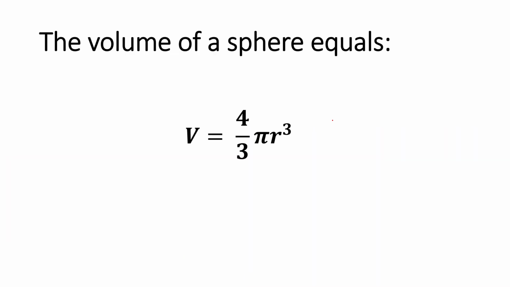Volume of spheres. The formula that we're going to use for volume of spheres is V equals 4/3 pi r cubed. Now, before we get too far into volume of a sphere, I want us to remember what a sphere is.